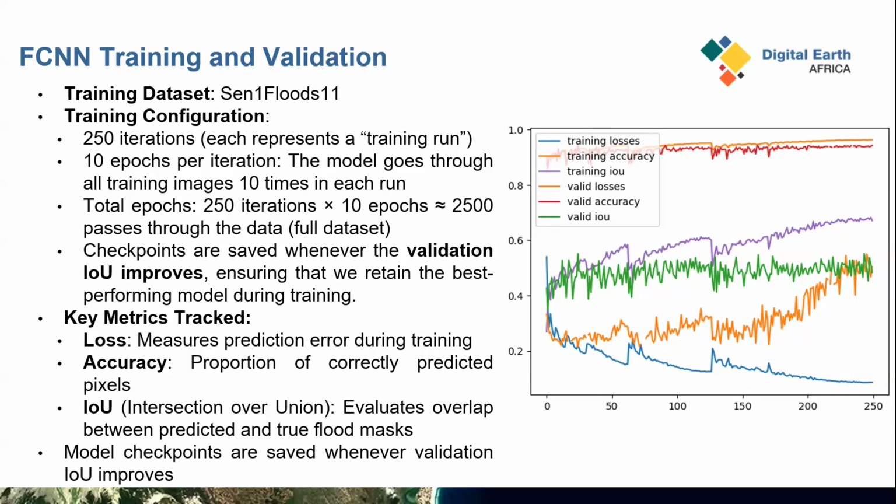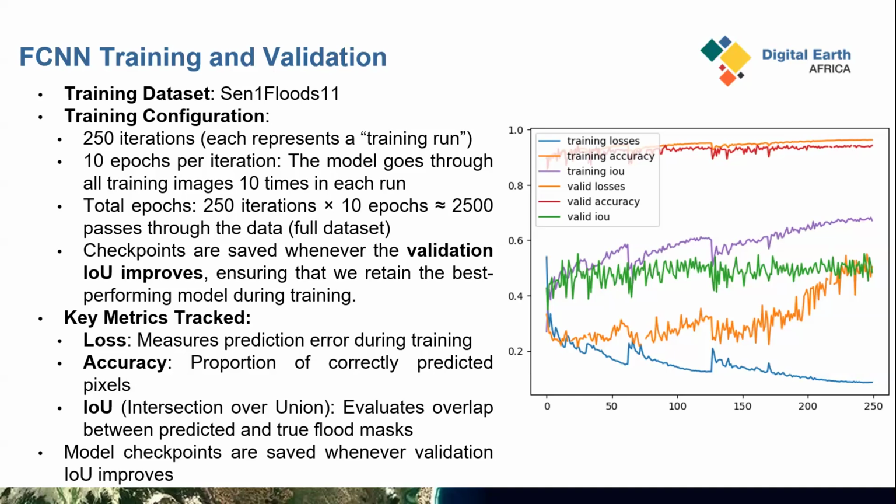We're also tracking accuracy, which shows us the proportion of correctly predicted pixels. And this should increase for both the training and the validation. So it's those two lines at the top, the orange and the red, the orange being the training accuracy, and the red being the validation accuracy. If we see large gaps between them, as we start to see in the tail end of the graph, this can also be pointing to overfitting.